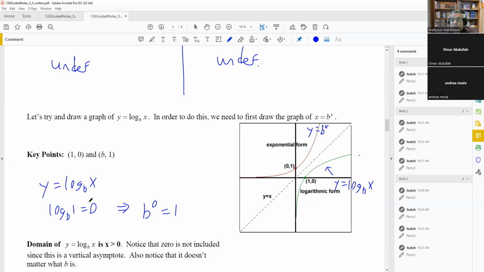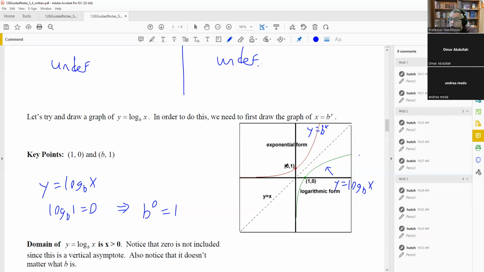We'll talk about log properties a little bit more in a later section, but I just wanted to talk about these two properties first. It doesn't matter what base it is, you can try it on your calculator. If you do ln of 1, you'll get a 0. If you do log of 1, you'll get a 0 on your calculator. That's how the property works.